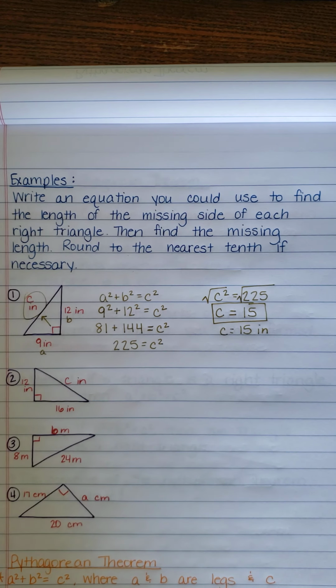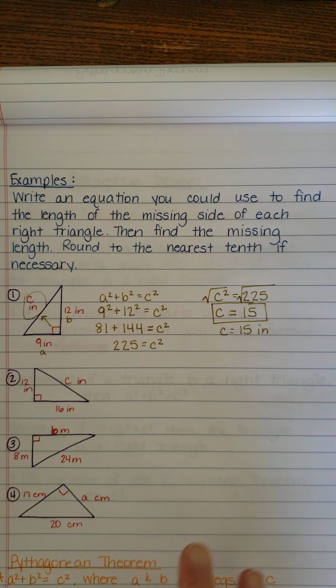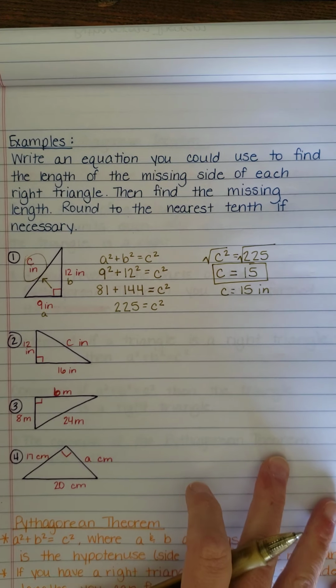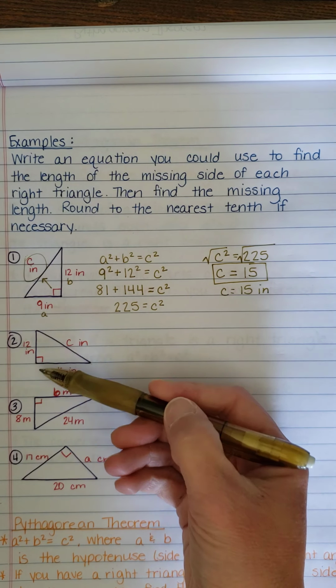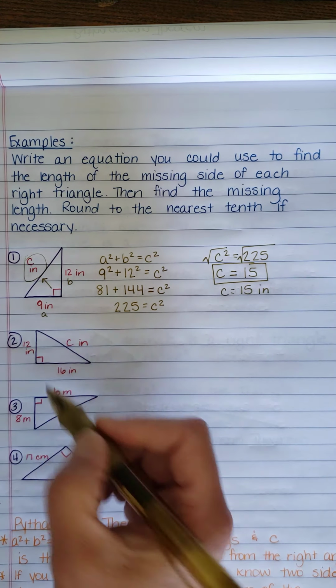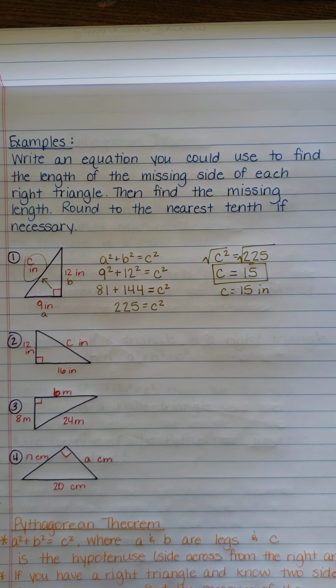Okay. Side C is 15 inches long. All right, let's try another one, finding the hypotenuse. So again, I have a right triangle. Remember, we can't use the Pythagorean theorem if we have anything other than a right triangle.